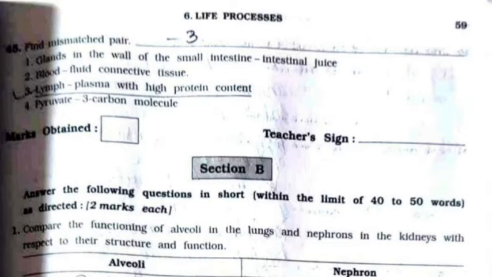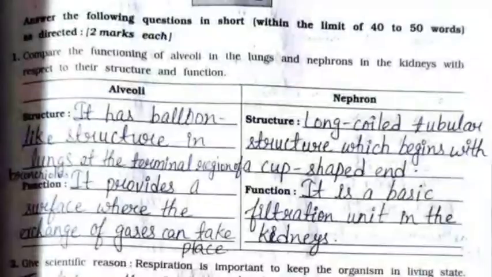Now we'll continue with section B. Answer the following questions in short. First one, compare the functioning of alveoli in the lungs and nephrons in the kidneys with respect to their structure and function. So alveoli has balloon-like structure in lungs at the terminal region of bronchioles, and nephron is a long coiled tubular structure which begins with a cup-shaped end.